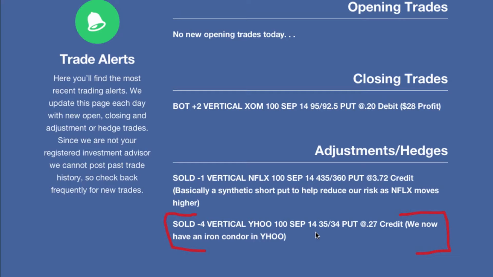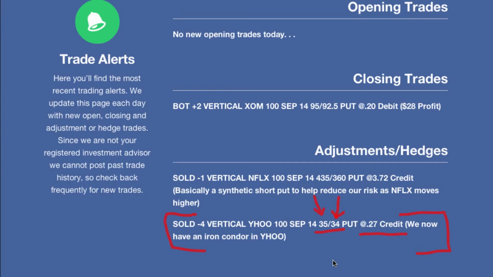So we went in and sold the 35-34 credit put spread. We sold the 35 options, bought the 34 options, and took in a credit of 27 cents. Now, what I love about this position and doing this with some of your vertical spreads is that it does two things. One, it minimizes your overall loss.